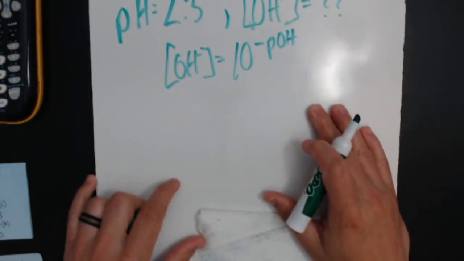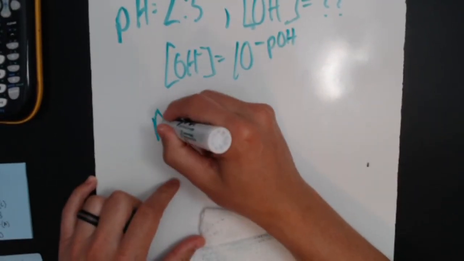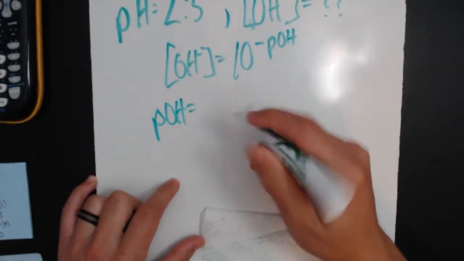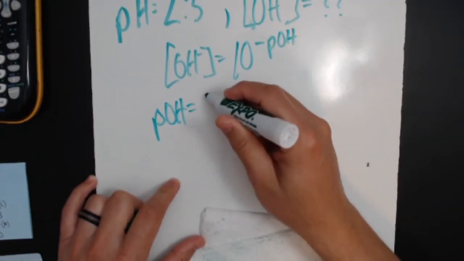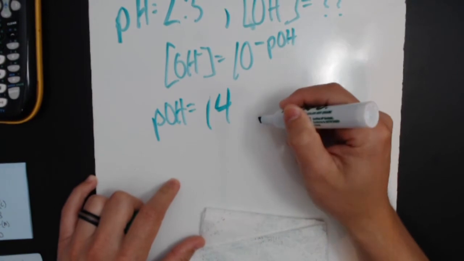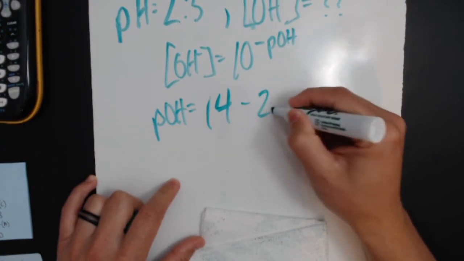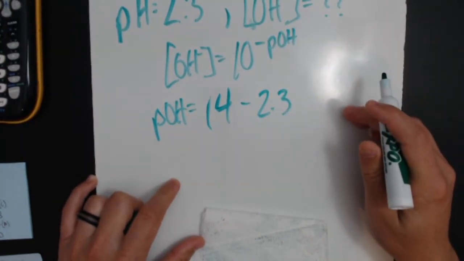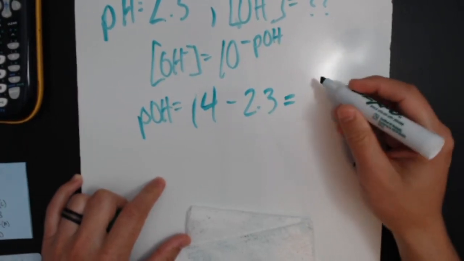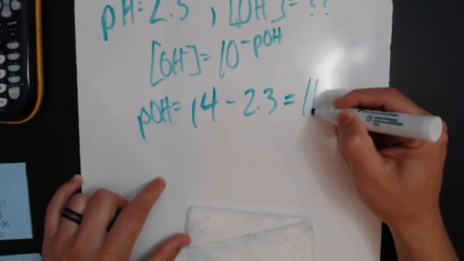So the first thing you're going to do, pOH is what we're solving for. But that is really simple, right? 14 minus the pH. 14 minus 2.3. That gives us a pOH of 11.7.